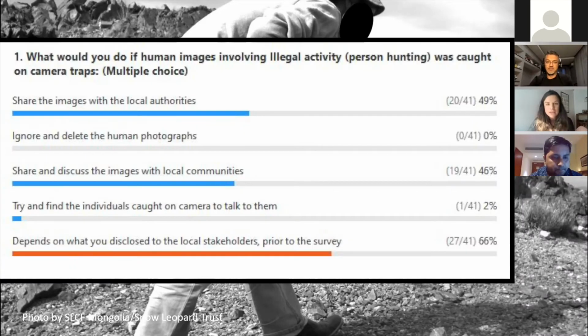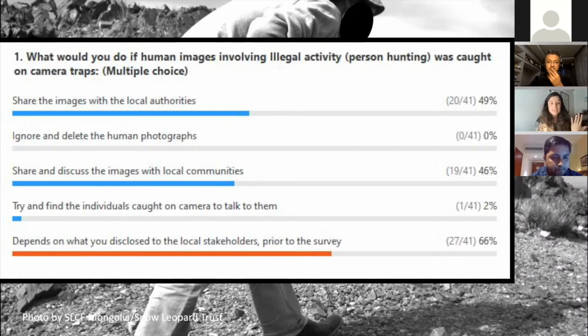Okay, so we'll end the poll. And as you can see, it's mixed results. Some of you, around 50%, said you would share your images with the local authorities. Others said that you'd share and discuss the images with local communities. And others said it depended on the disclosure, around 66%.